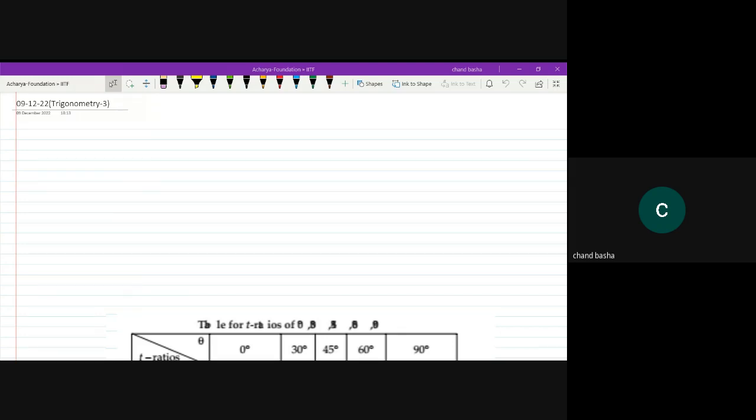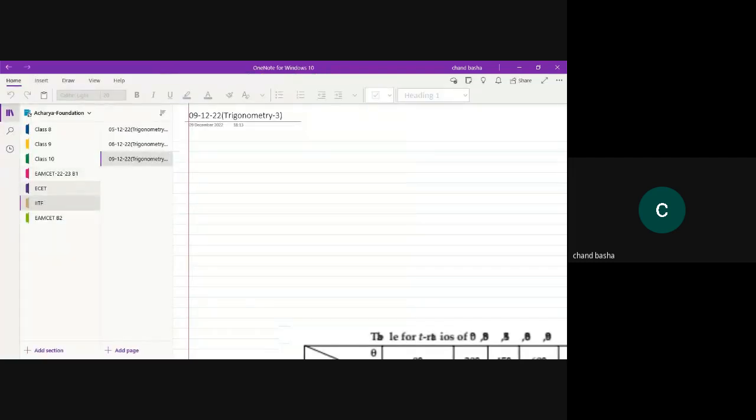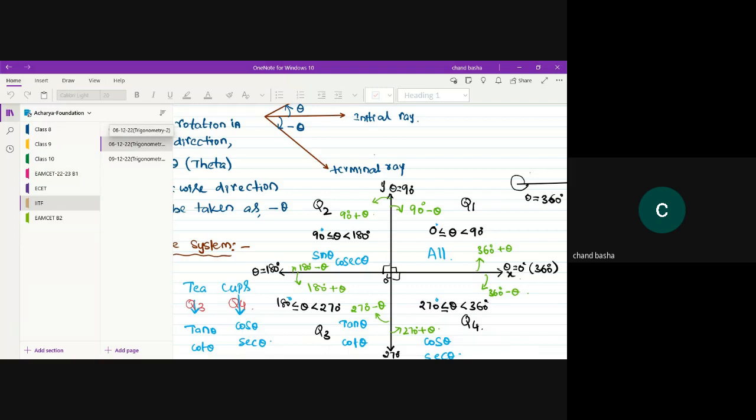As you know, we have started trigonometry in the previous class. Still, we are in basics only. More things are going to be discussed today also. In the previous class, let us see what points we have discussed so far.